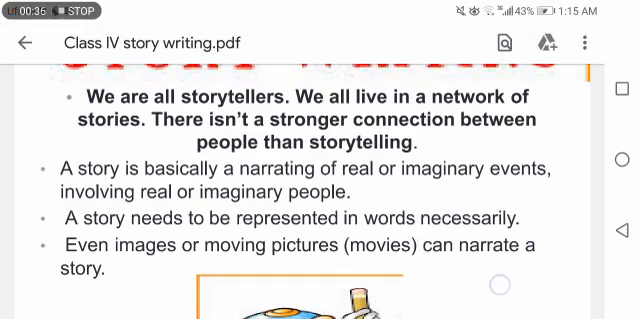In this statement, it is stated that we are all, that is, all human beings are storytellers. They tell stories to each other in order to communicate and interact with each other. We interact and communicate with each other with the help of telling stories.